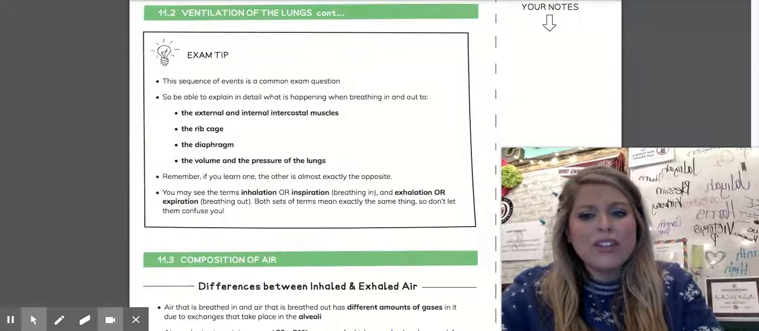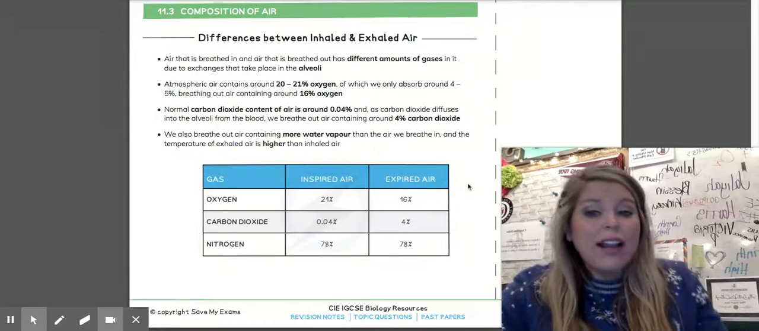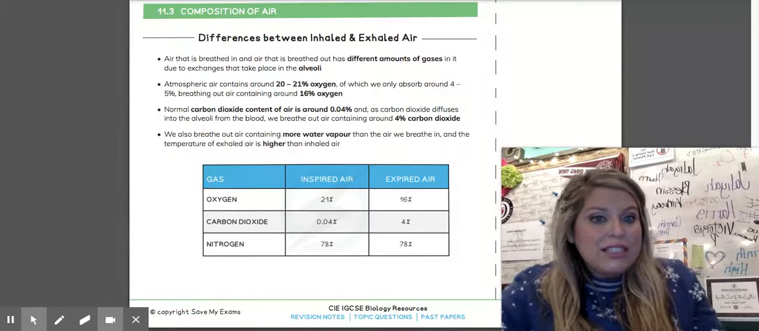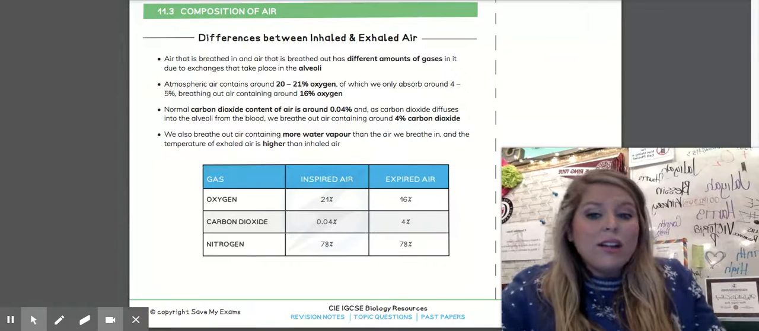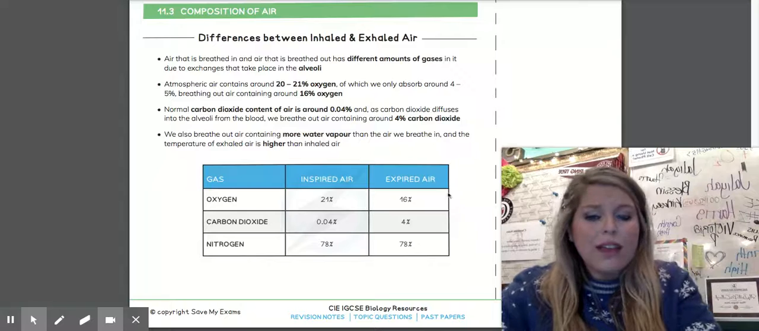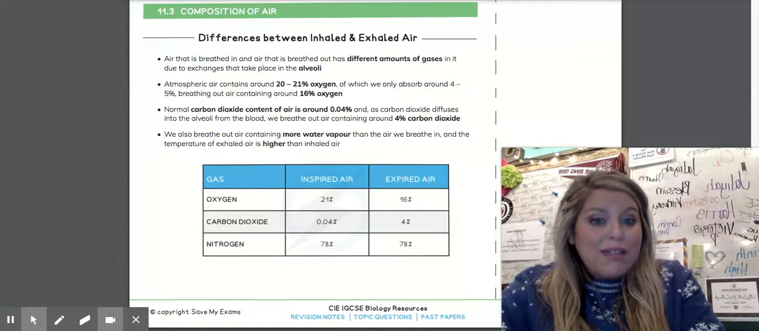The only other thing to discuss would be the differences between inhaled air and exhaled air, and I will provide this table for you as well, noting the differences of the content of oxygen, carbon dioxide, and nitrogen for inspired or inhaled air or expired air. And that pretty much wraps it up for this unit, okay?